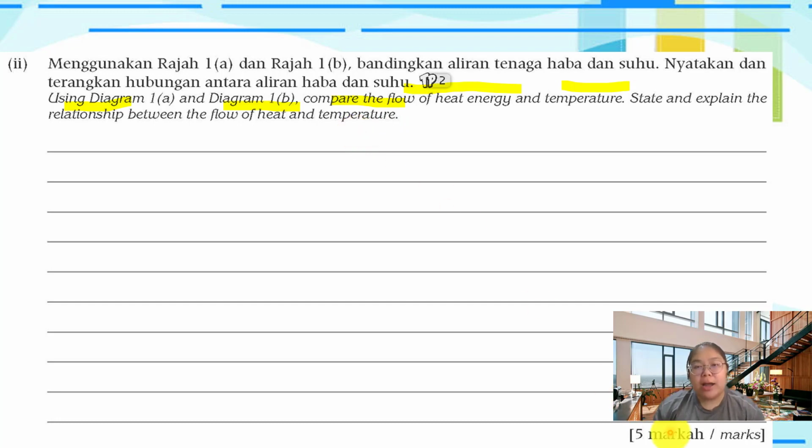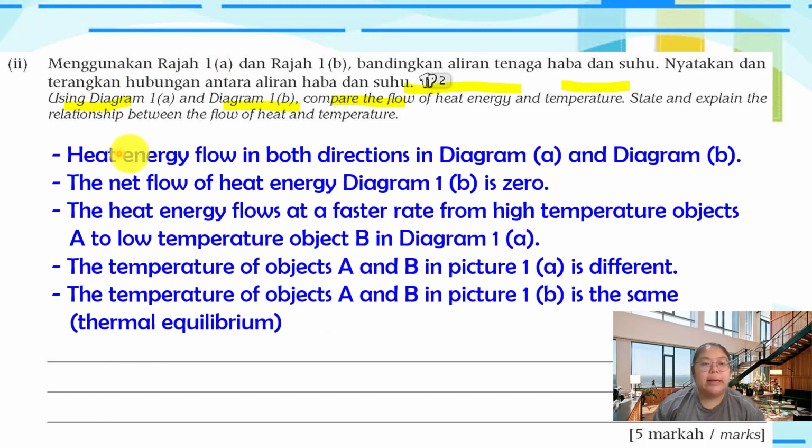So 5 marks, at least you need 5 points. Let's see how to get the 5 points. First, heat energy flows in both directions between the two objects, A and B. Then the net flow of heat energy in diagram 1B is 0. When at B, net flow of heat equals 0.